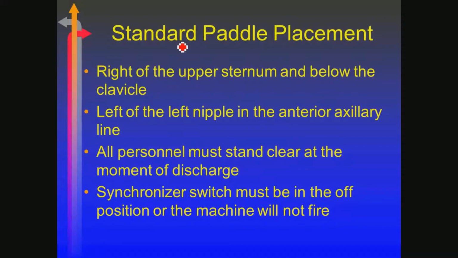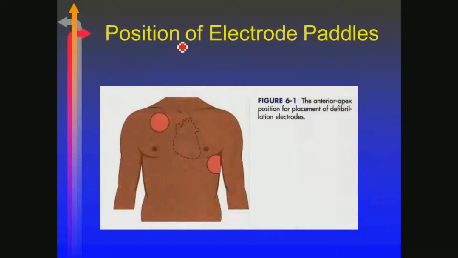We said right upper sternum, or right of the upper sternum below the clavicle, left nipple basically in the anterior axillary line. And obviously when we're discharging, the person who is responsible for releasing that energy has to make sure that everyone is clear. In defibrillation, we have the synchronized button turned off.